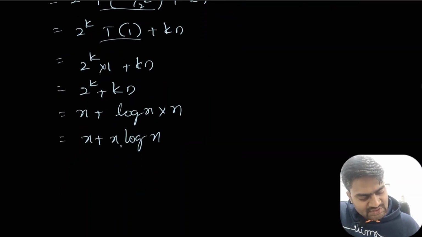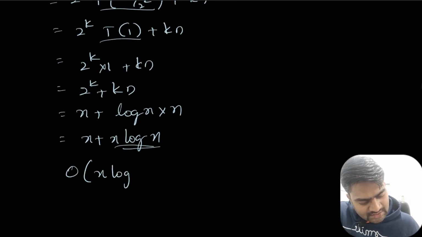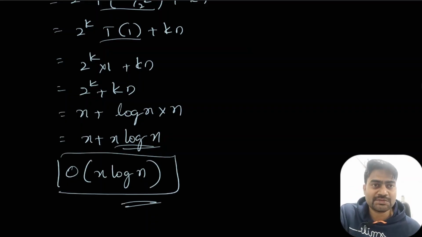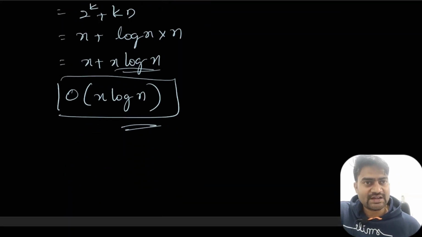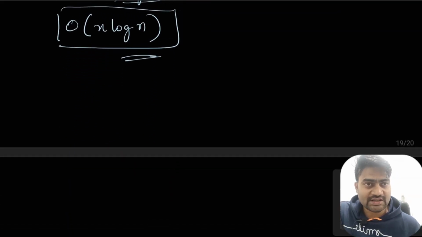So in these two terms, this will be the highest term. That's why it is of order n log n. So this is the order of this particular recursive function. So this is using back substitution. Now let us try to find the order using the recursive tree method.